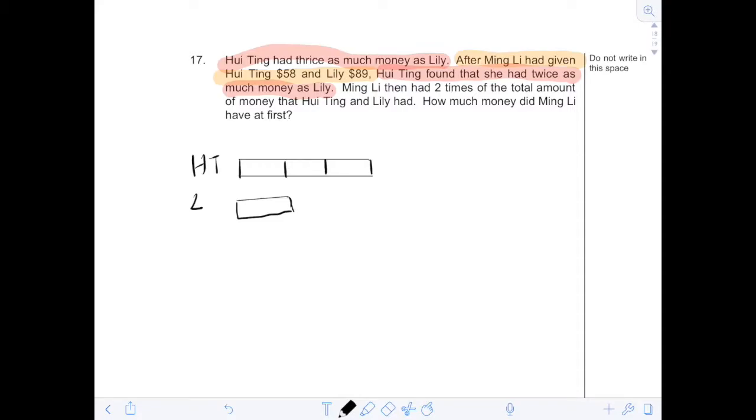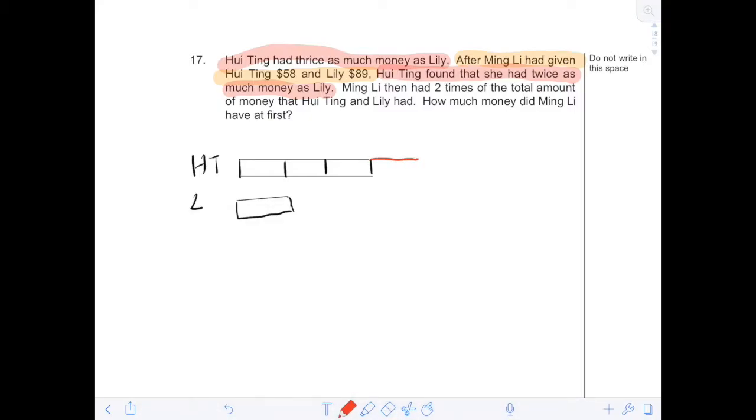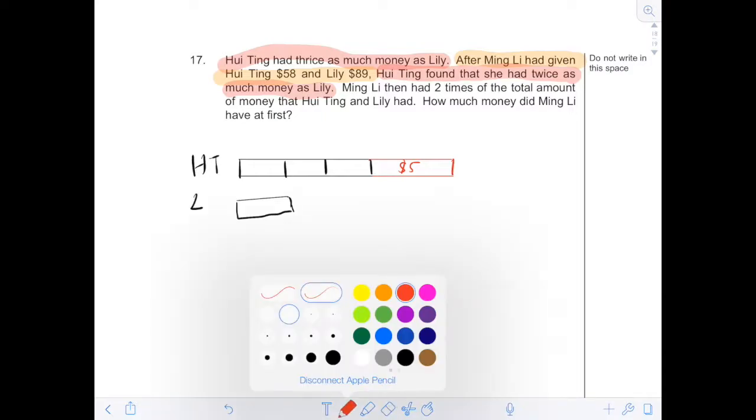Alright, now after that, this guy called Ming Li gave Hui Ting some money. So the money that he gave, I'm going to use red color. Red color, he gave this girl called Hui Ting $58. Alright, the next line says that Hui Ting found that she had twice as much money as Lily. Okay, I think I better draw this a little different size. It's going to be confusing later. So this one will be $58.